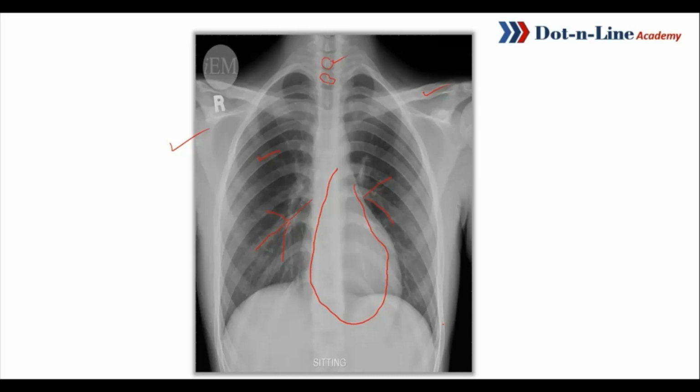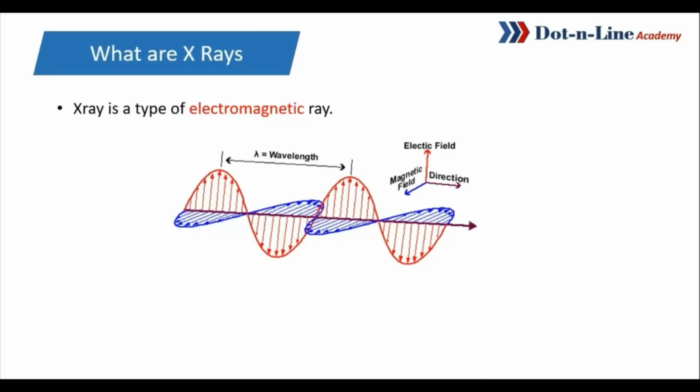So these are the details, and there are a lot of details that we can see through this X-ray, and we can learn or read a lot of things about this person. Like this is the arch of the aorta. So there are a lot of things that we can read from this X-ray. Now let's start with what X-rays are, then we will study the further things.